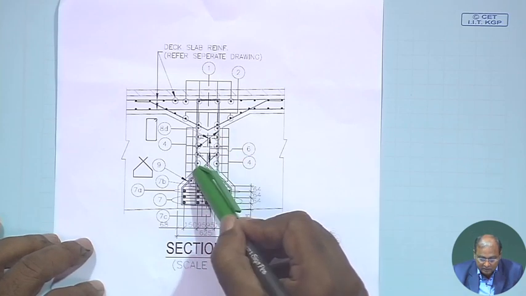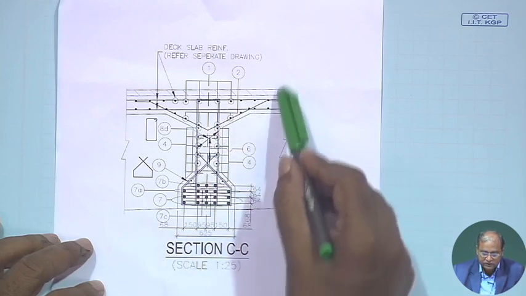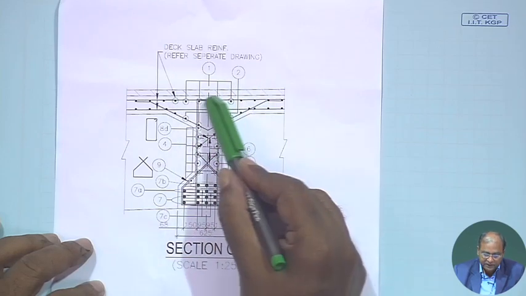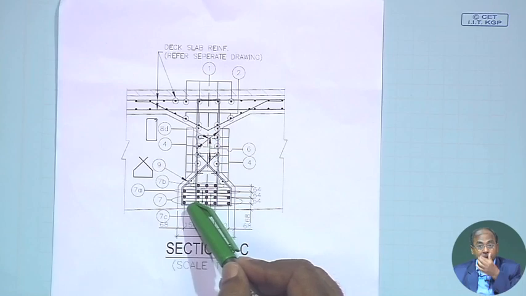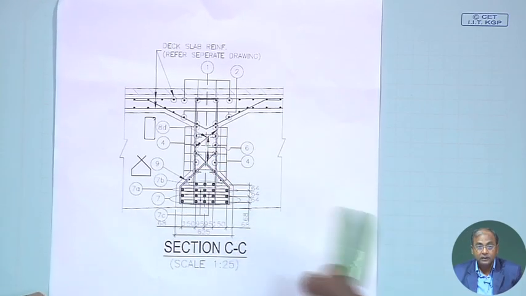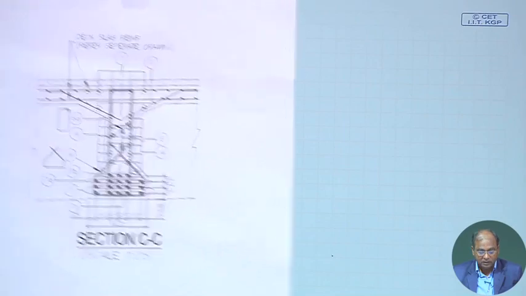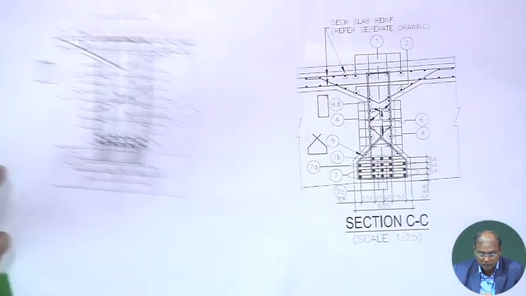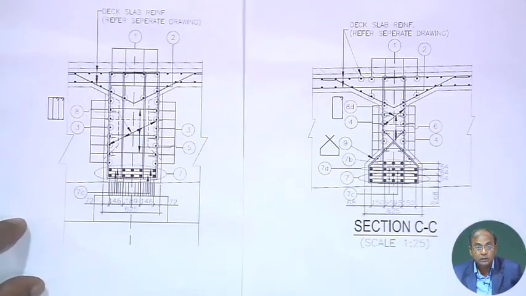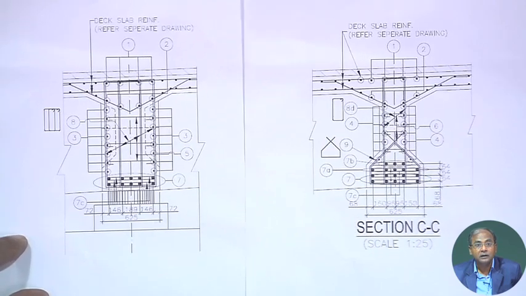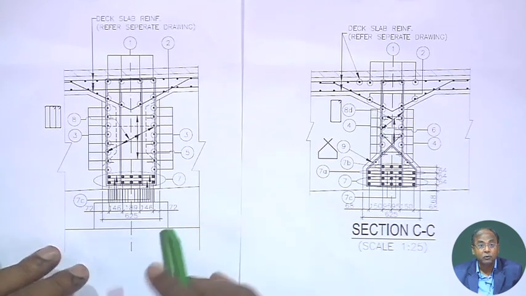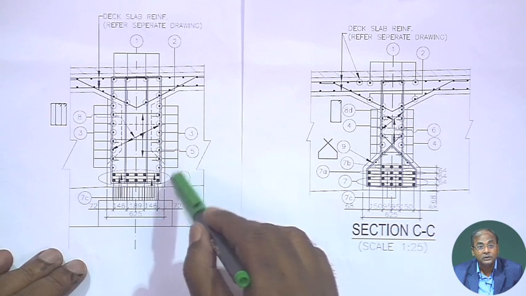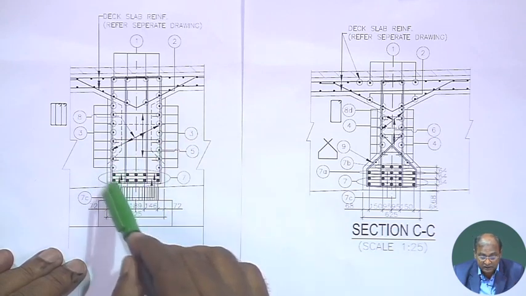These are called side reinforcement. Since the section is too big, obviously you have to provide certain side reinforcement also. Further, you are having stirrups also. So this one is at the mid span, and this other one is at the support.